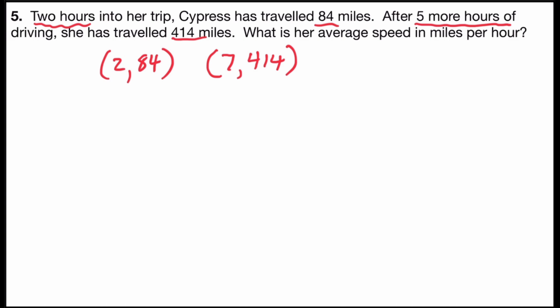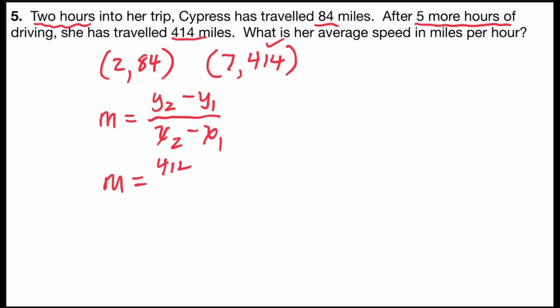And so once I have the 2 points, I'm going to use the slope formula. Change in y, or the second y minus the first y, divided by change in x, or the second x minus the first x. And now all I have to do is substitute. The second y is 414, minus the first y is 84. In the denominator, the second x is 7, minus the first x is 2.